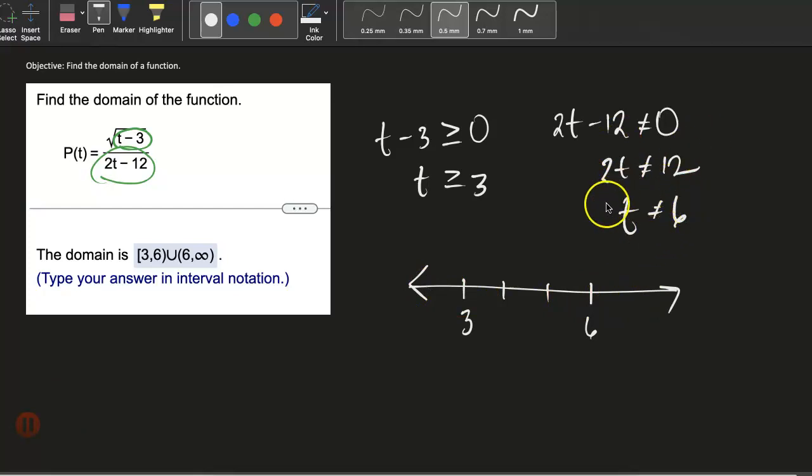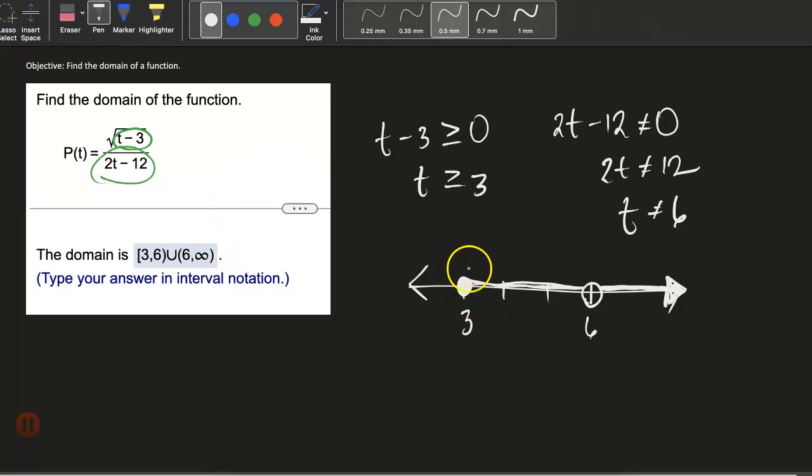I'm going to start with where t does not equal 6 and put an open circle there. And then this next one, where it says t is greater than or equal to 3, because it's greater than or equal, I'll put a closed circle on the 3, and I'm shading to the right, remembering that I'm not going to shade at the 6 because t cannot equal 6. So what you see shaded here is where the domain is for this function. And actually this is two separate intervals, so that's why you see two separate pieces in our solution here.